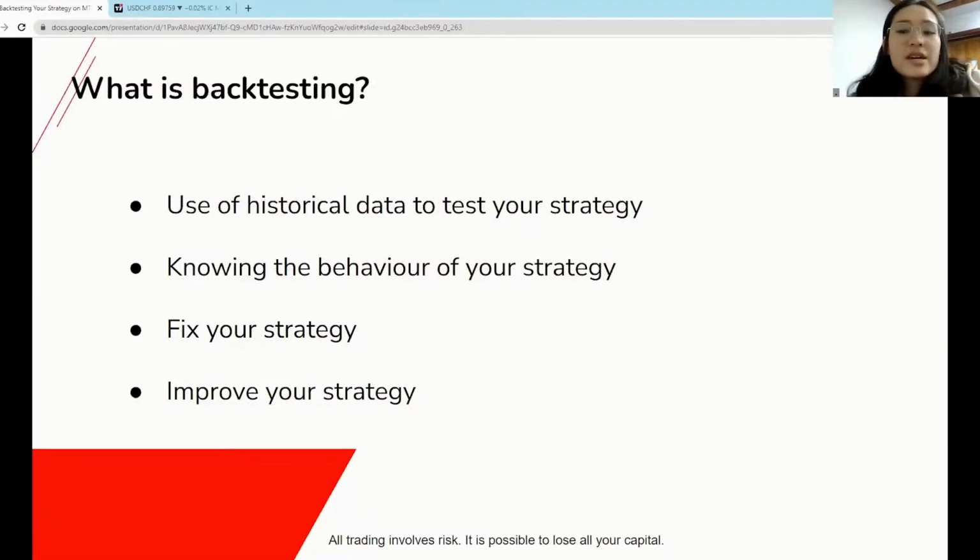Backtesting is a crucial process in trading that involves assessing the performance of a trading strategy using historical market data. It's just a way to evaluate how a particular trading strategy would have performed if it had been applied to past market conditions. Of course, it uses historical data, shows the behavior of your strategy, helps you fix your strategy, and helps you to improve it. So how exactly does the process of backtesting work?